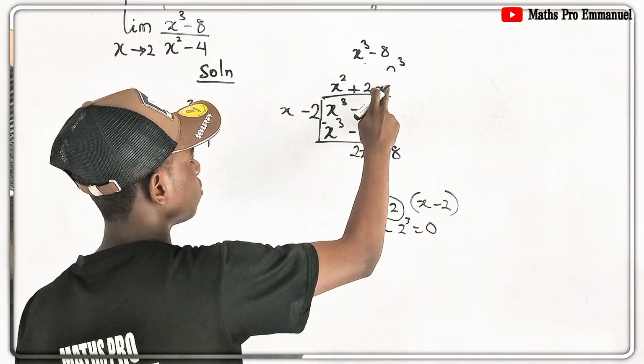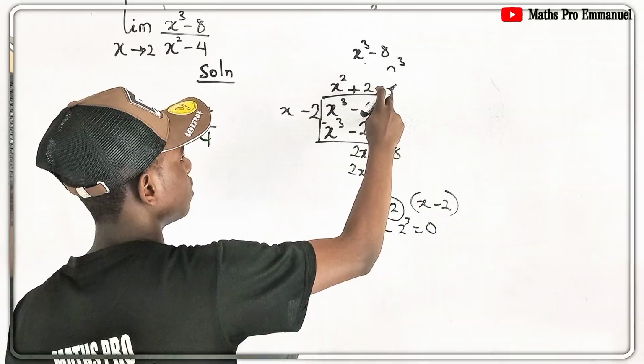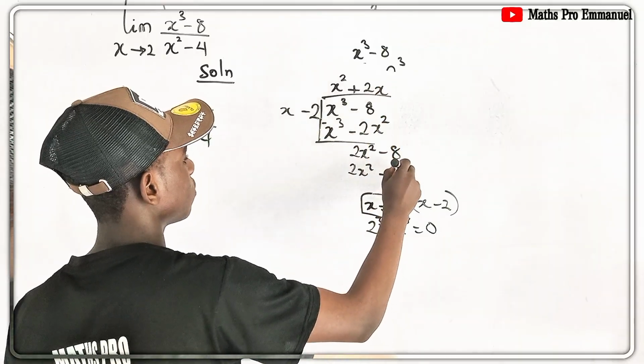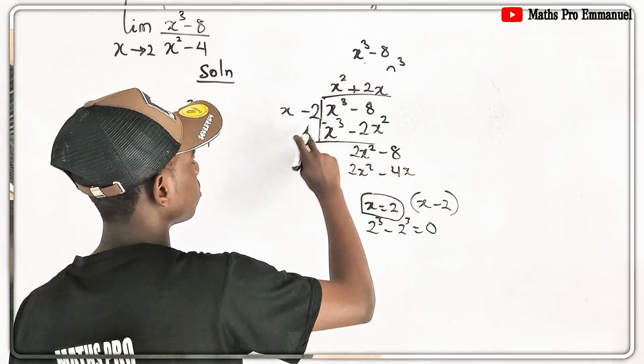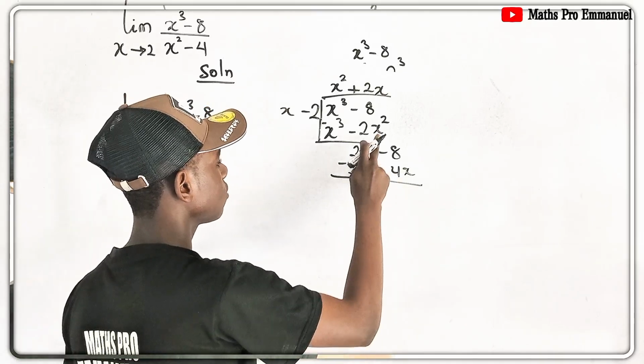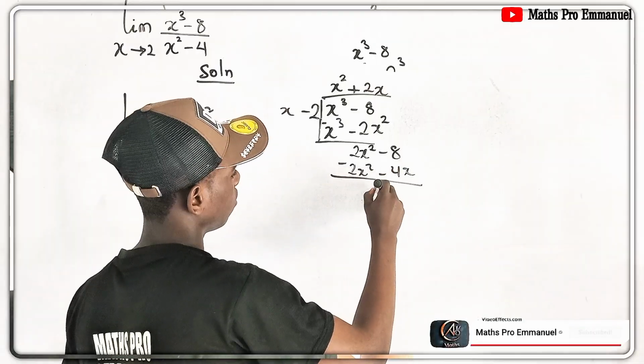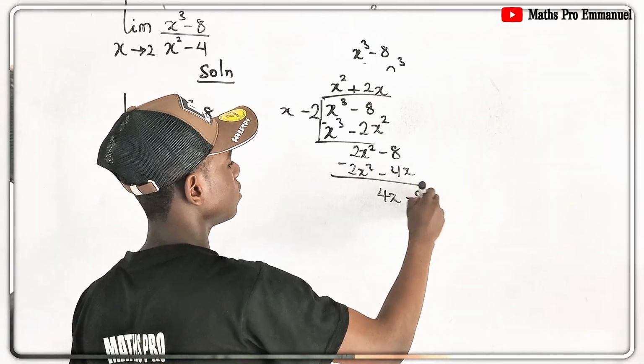X will go into this, plus 2x. Now 2x times this is 2x squared. Then 2x times this is minus 4x. So I'm going to subtract the two of them. 2x squared minus 2x squared is out already. So I'm just left with 4x minus 8.